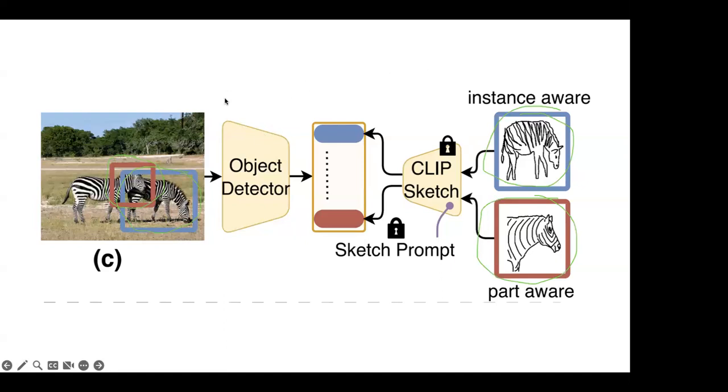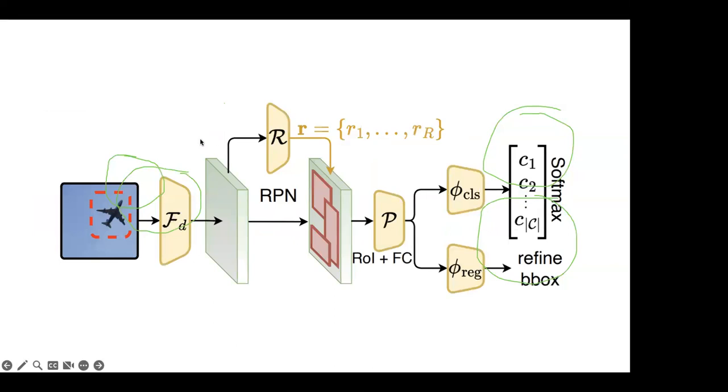In its core, the framework consists of two key modules, object detection and sketch-based image retrieval. And for the object detection, the model utilizes Faster RCNN.